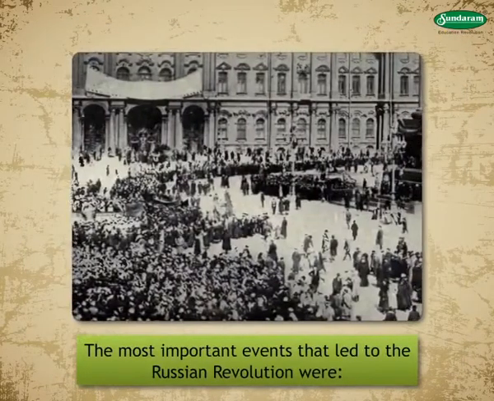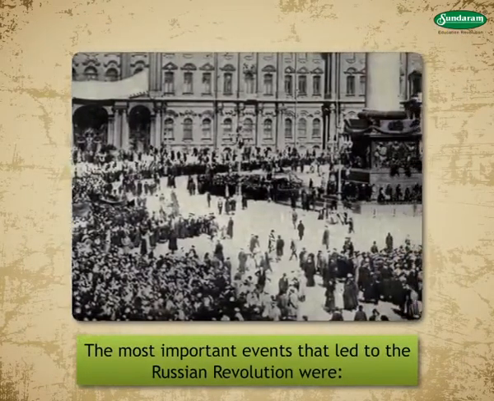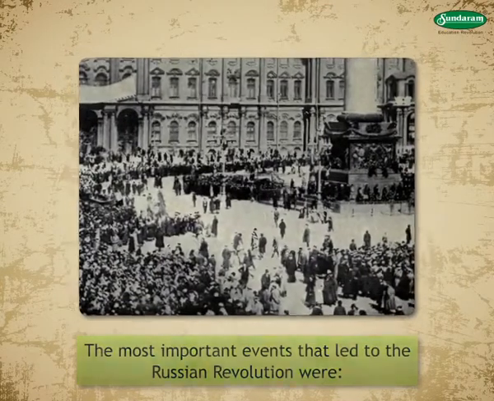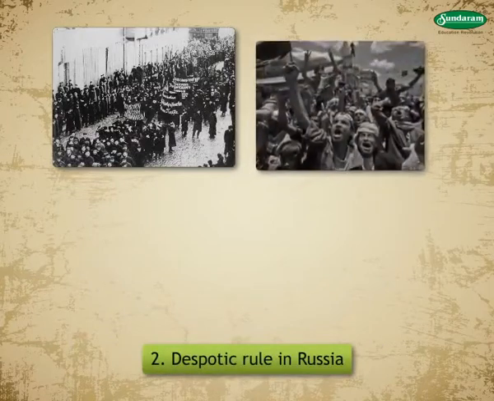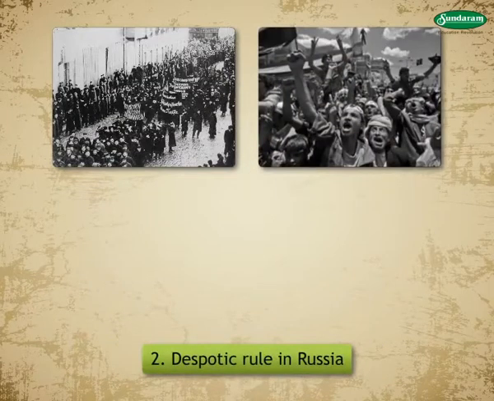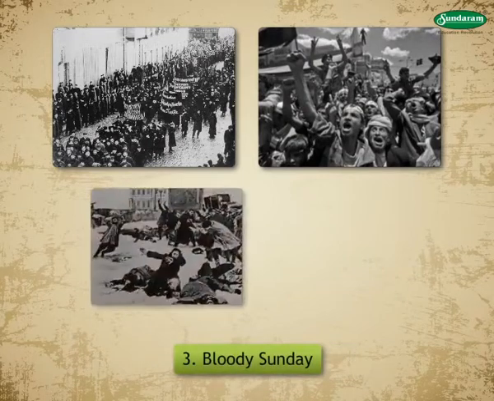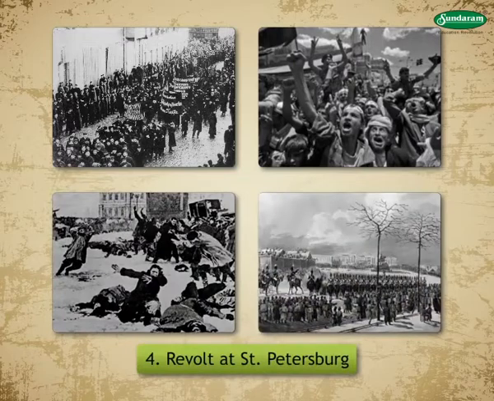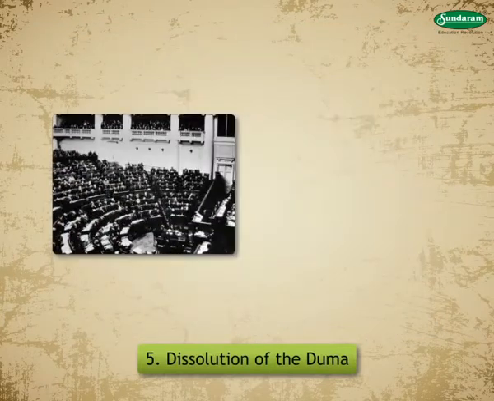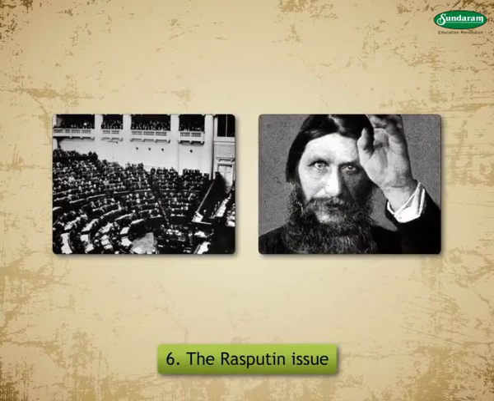The most important events that led to the Russian Revolution were: 1. Rise of revolutionary thinking. 2. Despotic rule in Russia. 3. Bloody Sunday. 4. Revolt at St. Petersburg. 5. Dissolution of the Duma. 6. The Rasputin issue. Let's learn more about each reason in detail.